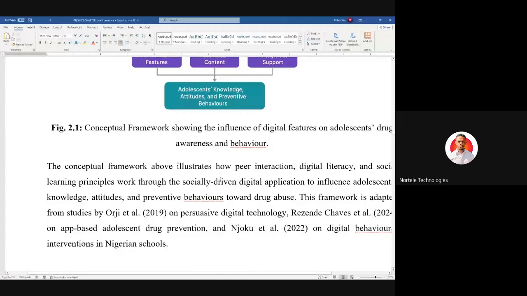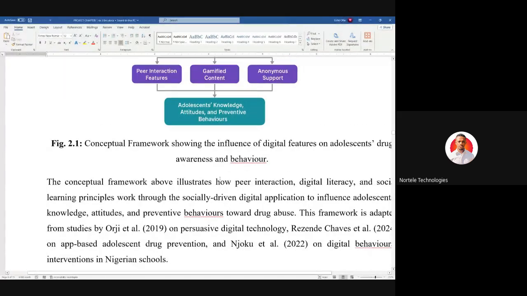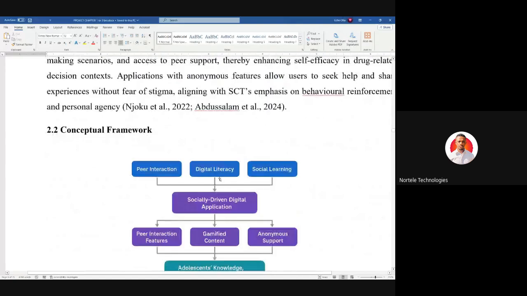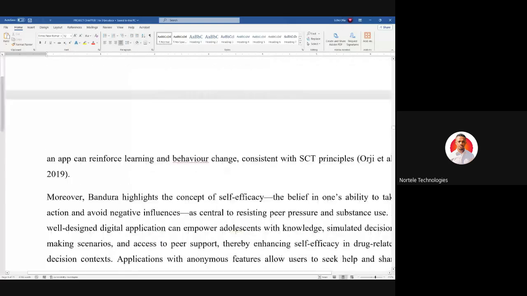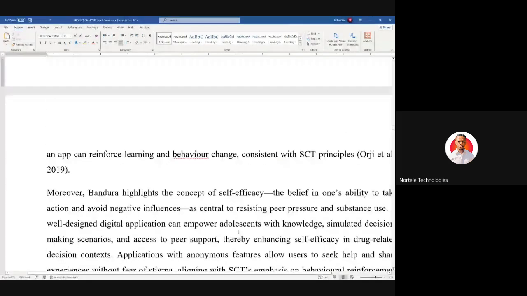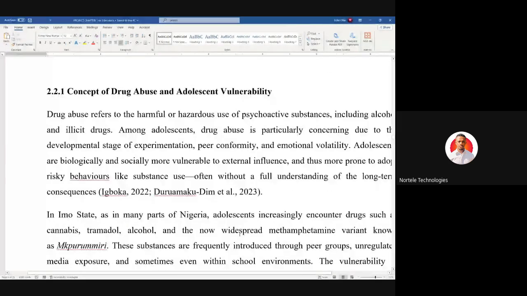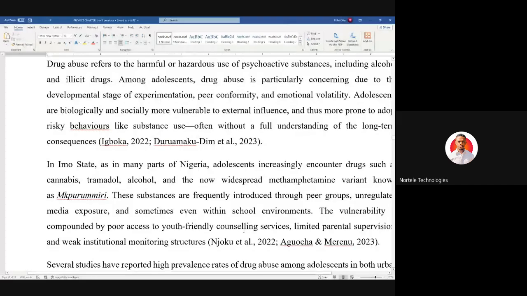So you may or may not require having a conceptual framework at this level, because it's just dependent on the supervisor. The conceptual framework is in the CSPS format, but some supervisors will tell you to remove it. From my experience, they will tell you there's no need for a conceptual framework. Just go from your theoretical framework to your empirical review. You understand?